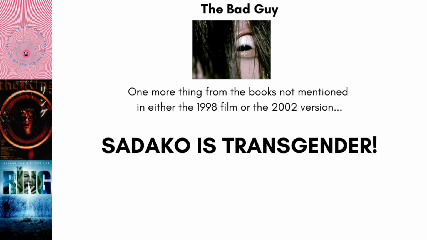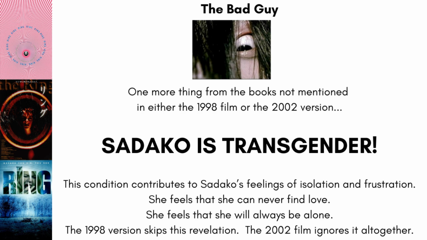Sadako is transgender. This condition contributes to Sadako's feelings of isolation and frustration. She feels that she can never find love. She feels that she will always be alone. The 1998 version skips this revelation. The 2002 film ignores it altogether.